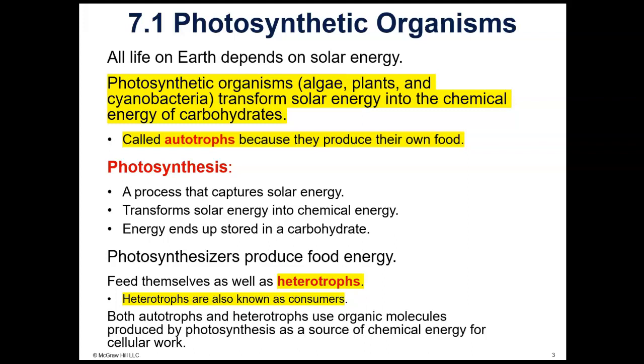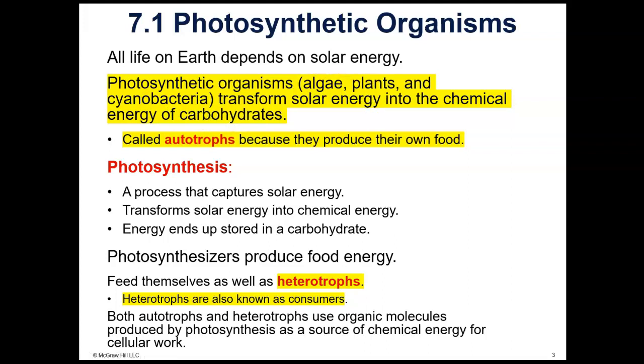But then all the other organisms that are heterotrophs still depend on solar energy, because it is the photosynthetic organisms that make the food for the rest of us heterotrophs, and also that provide oxygen in the air that we breathe. So let's see, what's highlighted here is the list of photosynthetic organisms: algae, plants, and cyanobacteria.